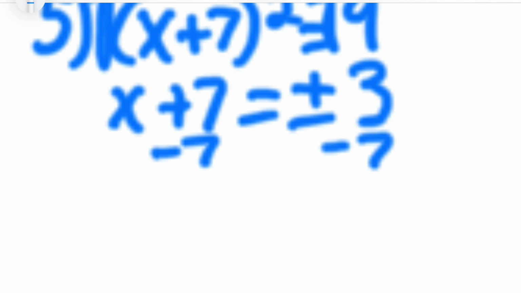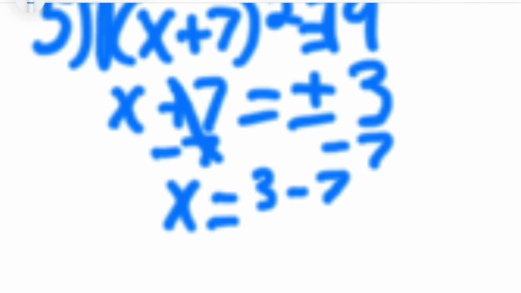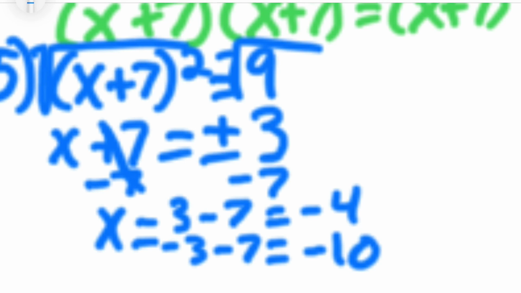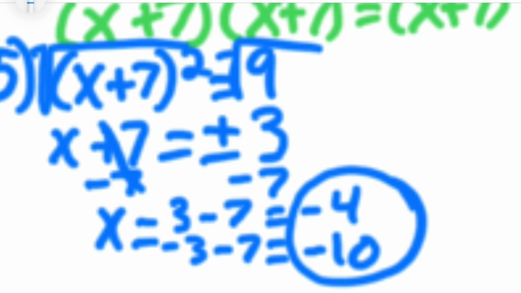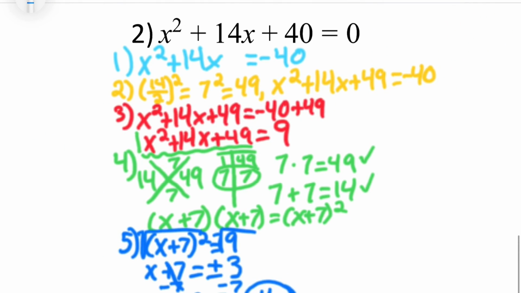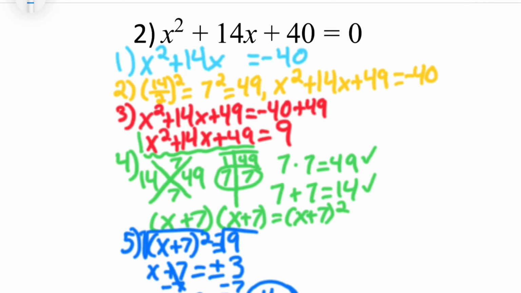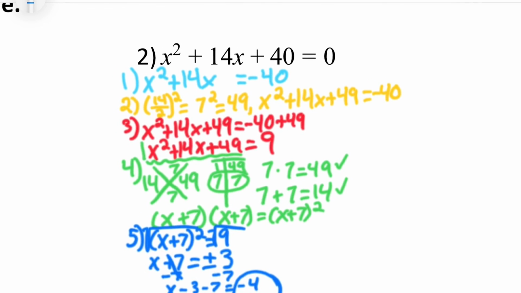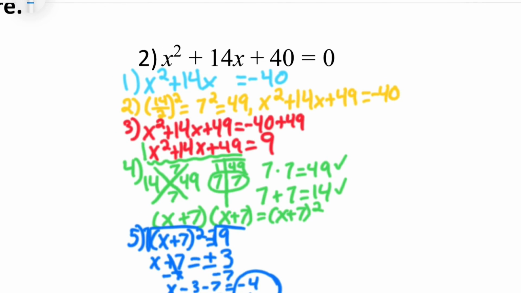X is still not by itself, so we're going to subtract 7. x equals positive 3 minus 7, and negative 3 minus 7. So we're going to get the two answers of negative 4 and negative 10. So there is your number 2 of the last section.